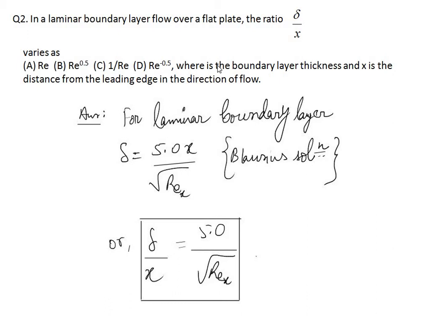Now the third question, sorry for this inconvenience, this would be the third question. It is represented as: in a laminar boundary layer flow over a flat plate, the ratio delta by x varies as what? What is a boundary layer?